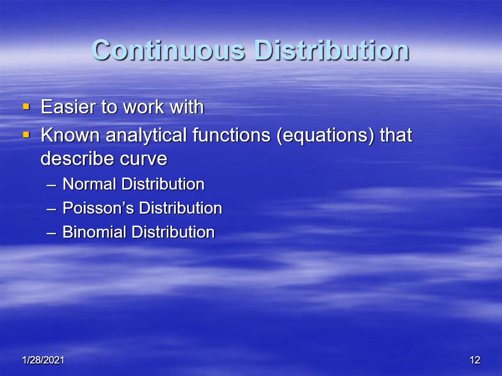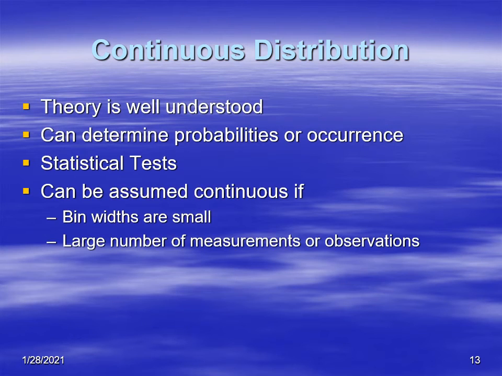Continuous distributions are really nice because they're easy to work with. We can come up with equations that fit the curve and are easily calculable. There are a number of known continuous distributions, such as the normal distribution or the Poisson distribution or the binomial distribution. The theory behind continuous distributions is pretty well known, and we can use these continuous distributions and the equations to determine probabilities of occurrence.